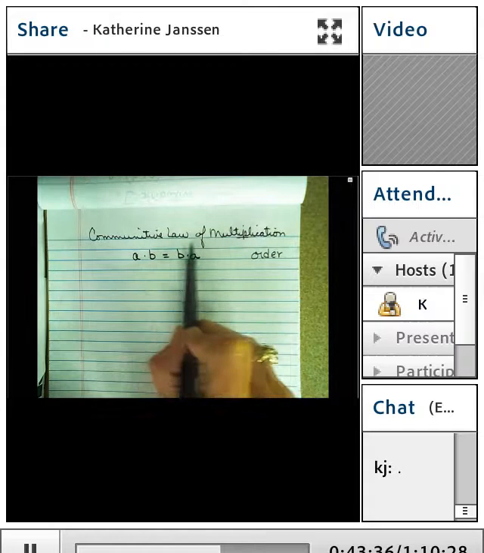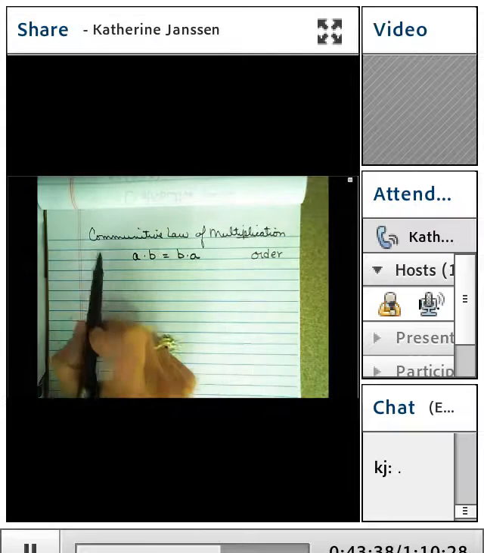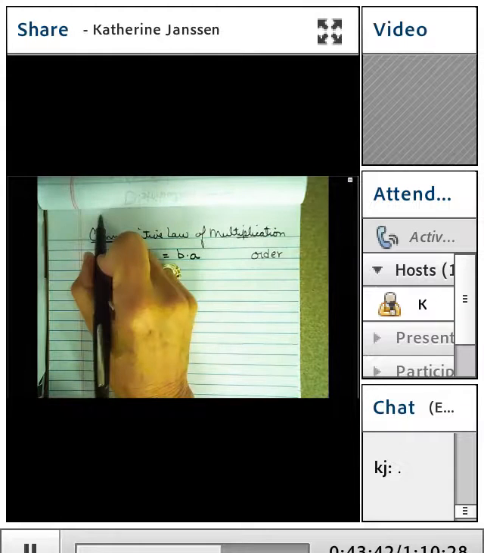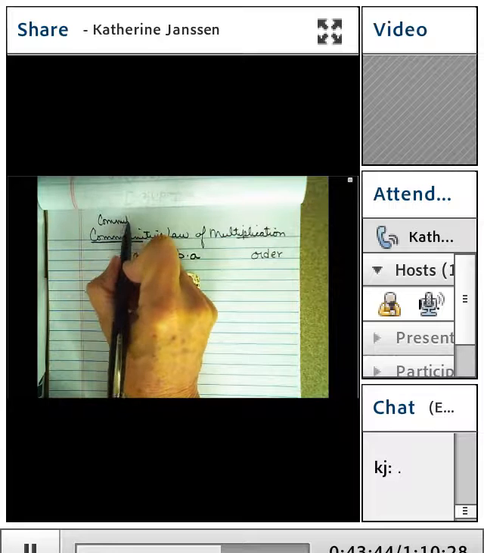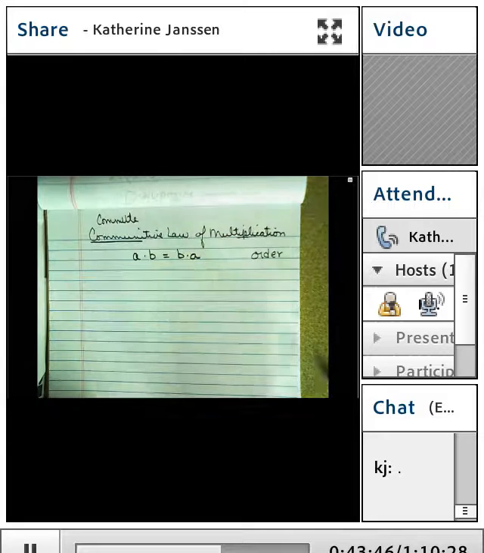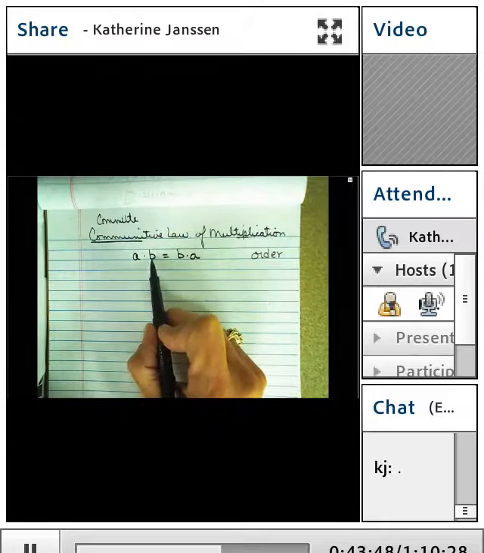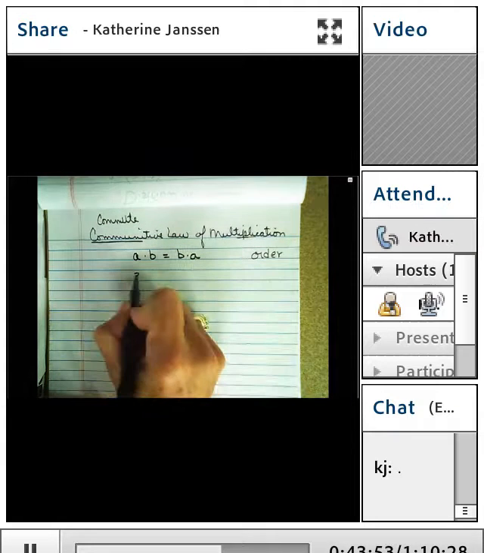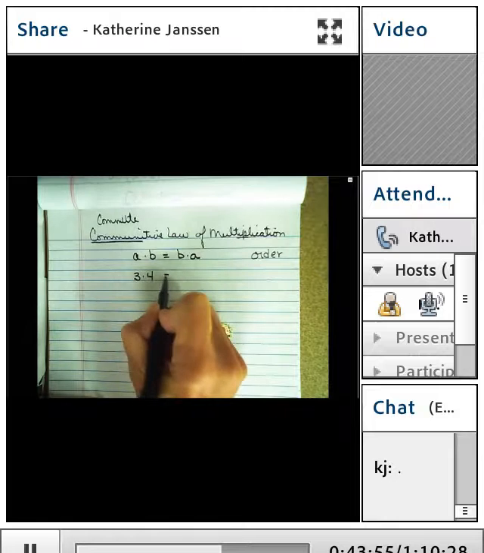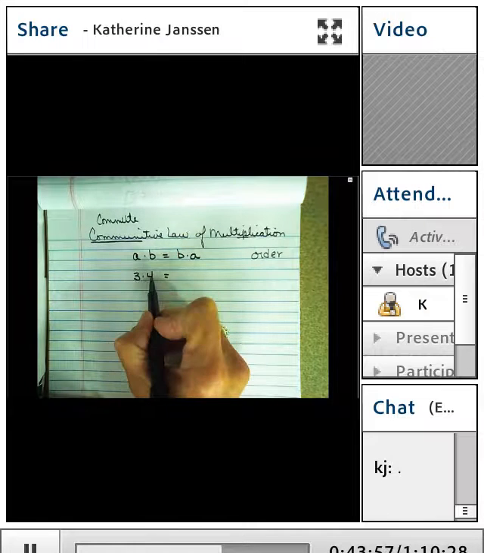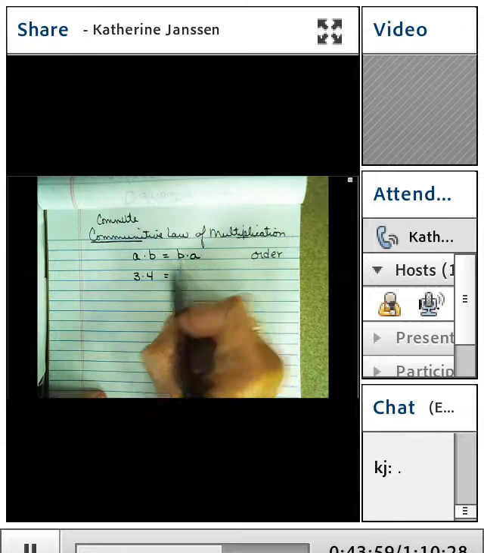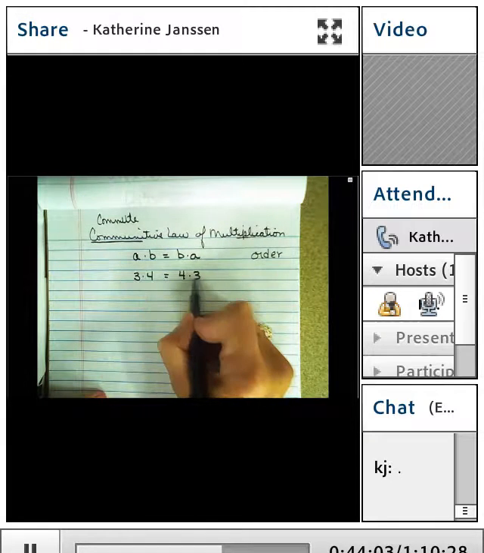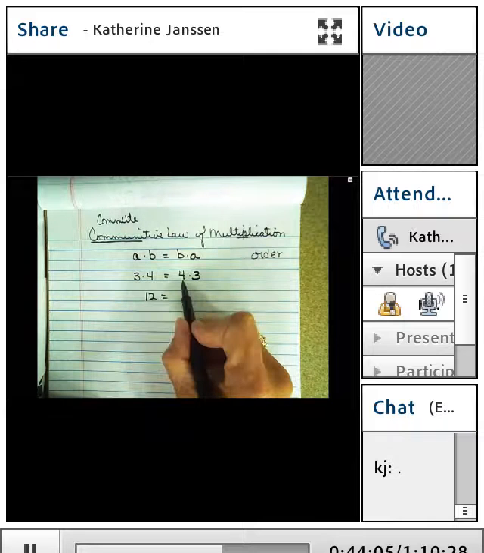Commutative law for multiplication. Now commutative, we have within that word commute. Our terms can commute. They can move around. A times B is equal to B times A. So let's do 3 times 4. A's position is 3 and B's position is 4. So B's position would be 4 times 3, with A's position, which is 3. 3 times 4 is 12, and 4 times 3 is 12.